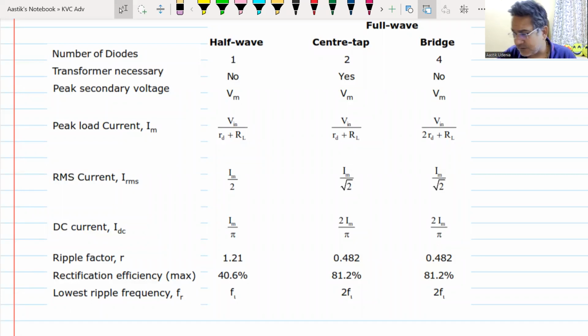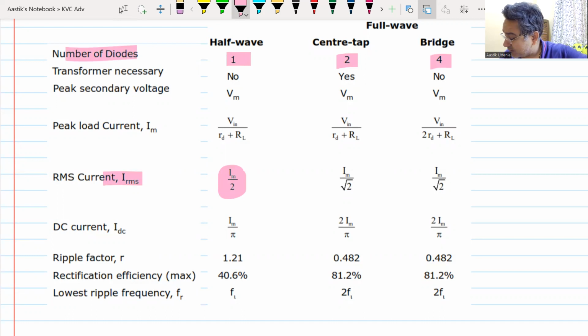So here we have a complete one-column table description of everything. Number of diodes: 1, 2, 2, 1, 2, 4. Do we understand center tap, that first one? Yes. The rest are the RMS current values. Here it is I naught by 2, I naught by root 2, I max by 2, and all these things are given in one table. If you want to keep them in one place, just write it in the form of a table. I'll give you a minute to note it down.